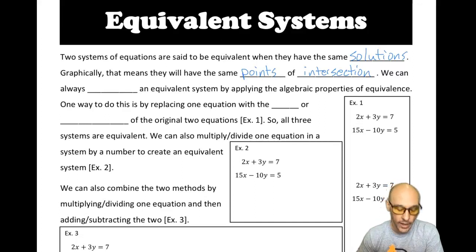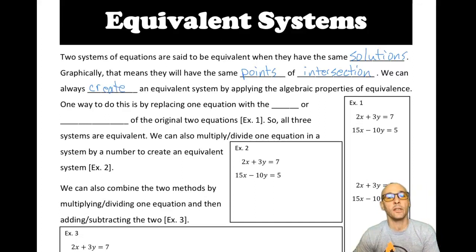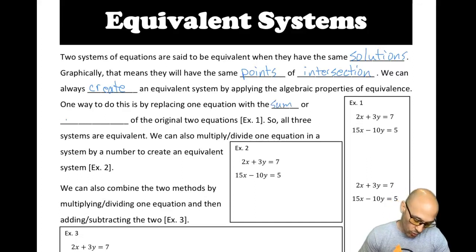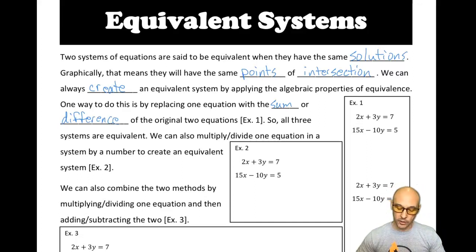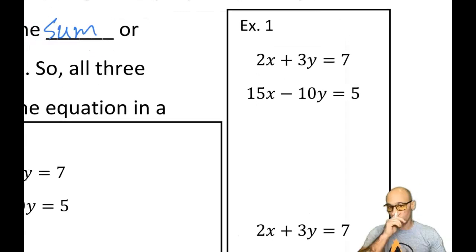We can create an equivalent system by applying the algebraic properties of equivalence. One way to do this is by replacing one equation with the sum, adding, or the difference, subtracting, of the original two equations. So let's look at example 1 here.